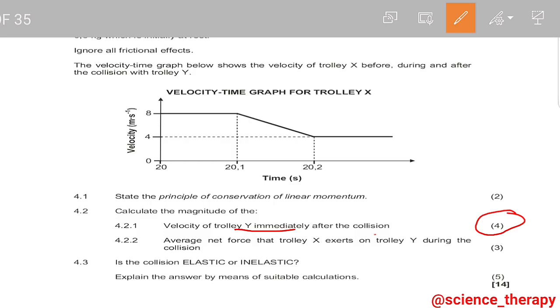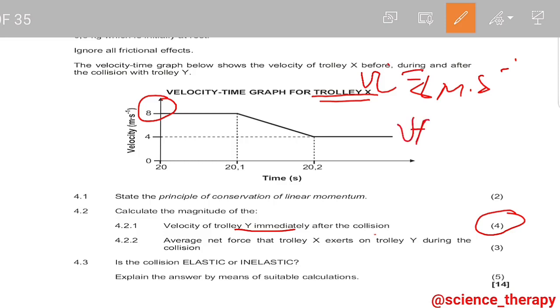Now let's understand our initial velocities. This is for trolley X, right? Our initial velocity is 8 meters per second, so that's VI, collecting our data. Then our VF: you can see that after the collision, the graph is slanting here. So after the collision, we have 4 meters per second, right? For the fact that it is slanting, we know that this is an inelastic collision, because there is contact time there.